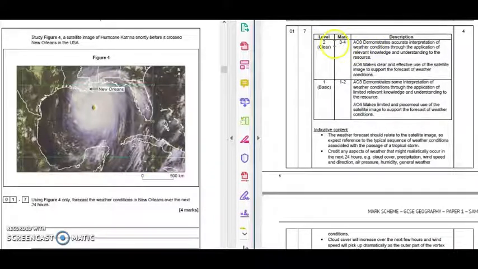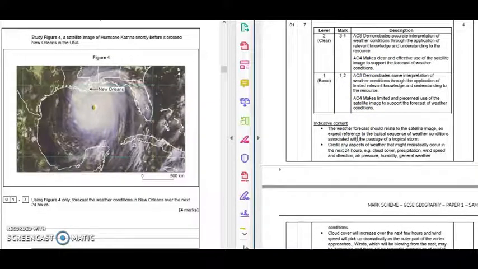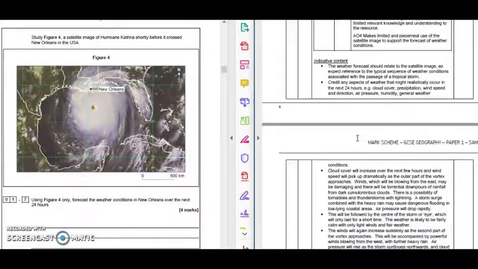To get top marks, level 2 in this case, you've got to demonstrate accurate interpretation of the weather conditions and make clear and effective use of the satellite image. So, first thing you could say is cloud cover would increase in New Orleans. And this is a part of your answer that a lot of you sort of skipped when we've done this one in the past. You've gone straight to sort of rain and wind. But first of all, before that, you know, a hurricane is a huge, massive cloud. So clouds will increase.